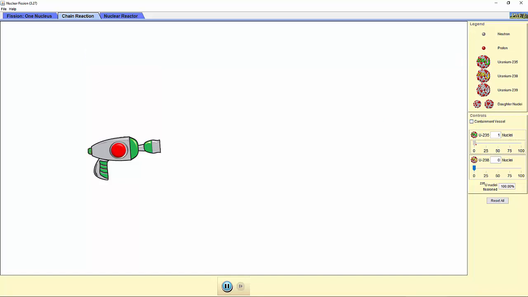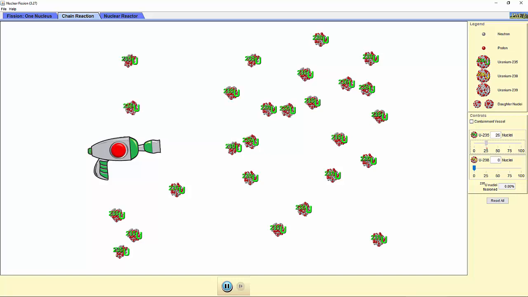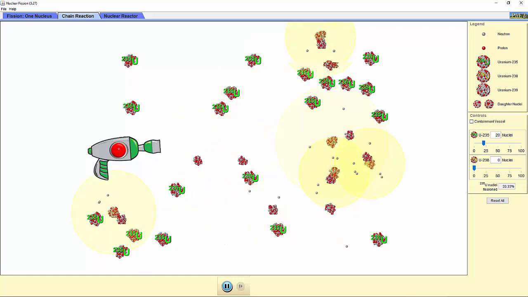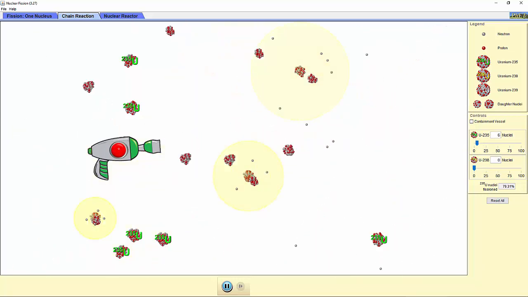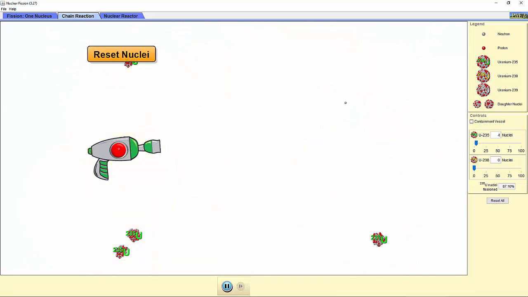What I'm going to do is add a number of uranium nuclei, and then what you'll see is that the neutrons that are released are going to trigger more fission reactions. Now, lucky for me, I had enough uranium atoms in there for the chain reaction to occur. When we have enough of that fissile mass, we call that having the critical mass, or having a mass above the critical mass. The definition of critical mass is the amount of fissile material required to sustain a chain reaction.